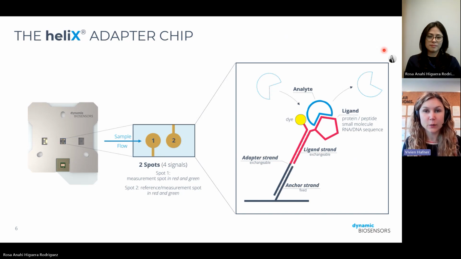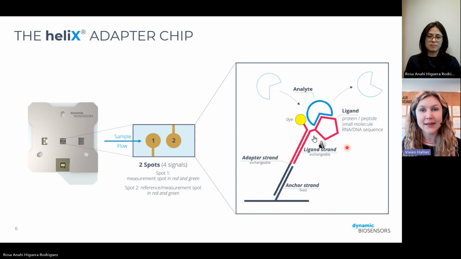And on each of these spots, we have these anchor strands. And to these anchor strands, you can then immobilize a DNA nanolever. The nanolever consists of an adapter strand, which also carries the fluorescent dye. This is very important for our method of detection. And then we have also a ligand strand, which can carry any ligand of interest, for example, a protein or also an RNA or DNA sequence.